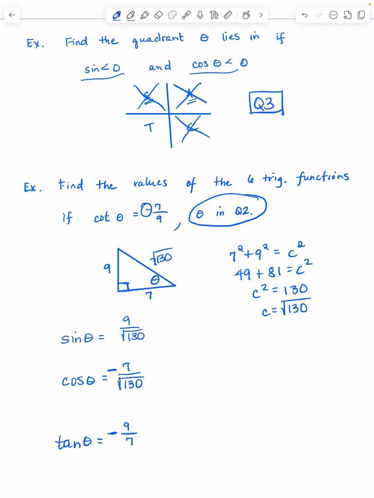And then our reciprocals, I'm just going to flip them. So we've got the square root of 130 over 9. We've got negative square root of 130 over 7. And then cotangent of theta, we've got negative 7 over 9. And like I said, don't worry about drawing your triangle in the second quadrant and labeling the negative. Just pay attention to what quadrant you're in and make sure your positive or negative signs are right at the end.